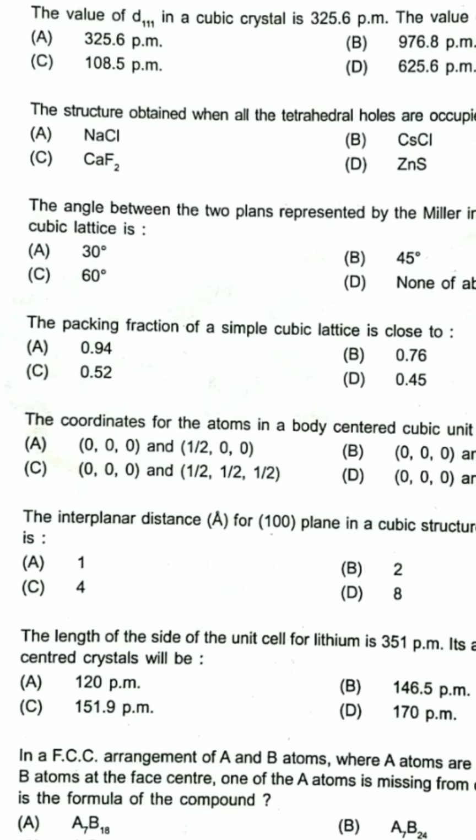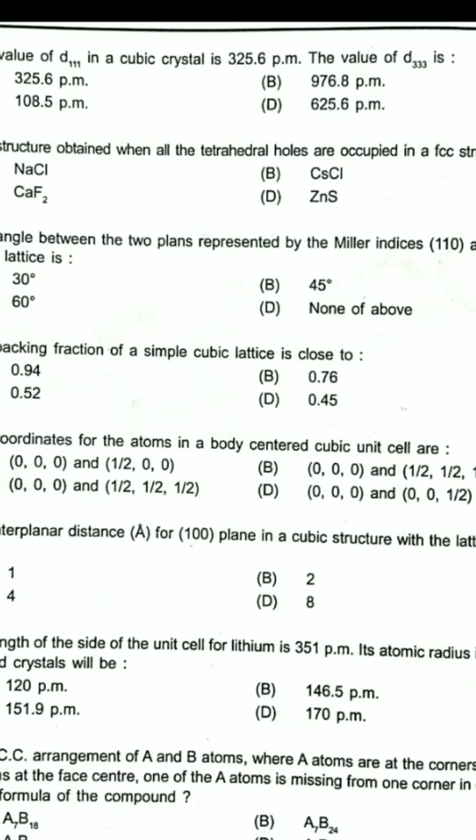Fifth question, the coordinates for the atoms in a body-centered cubic unit cell are? When coordinates change with one axis, the unit cell is simple cubic. When changes with two axes, it is face-centered cubic. Thus, when coordinates change with three axes, then the unit cell is body-centered cubic. So the answer is body-centered cubic.